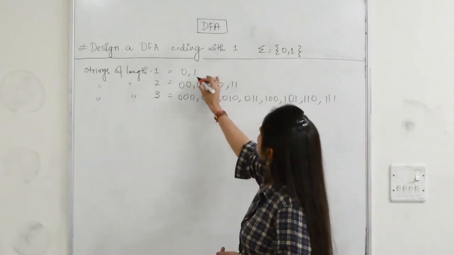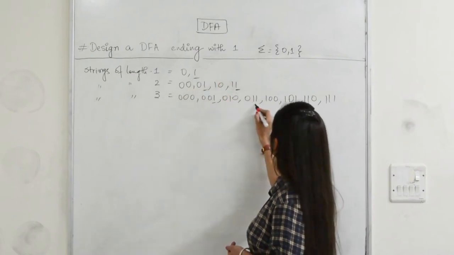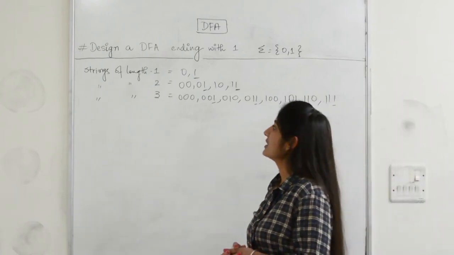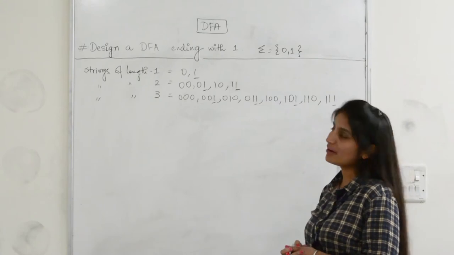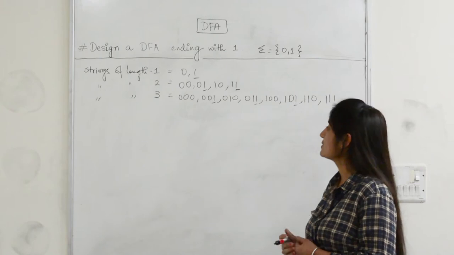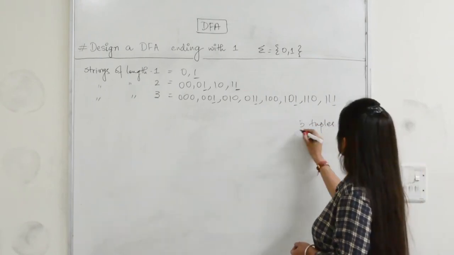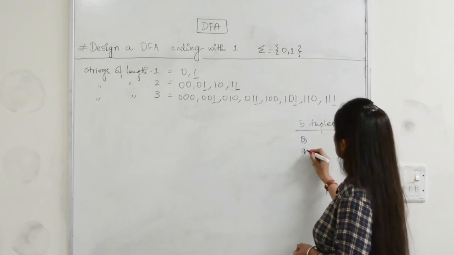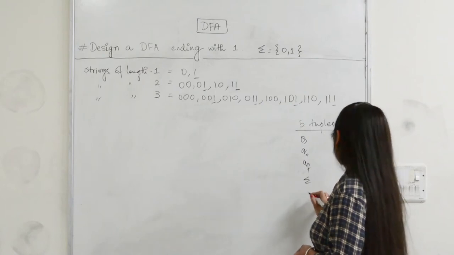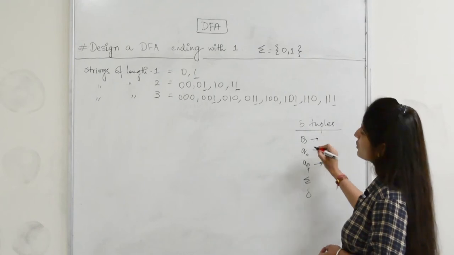So the strings ending with 1 will be these. These are the given strings which will be accepted by our DFA. Now we have to decide the number of states for this DFA. As we know, a DFA contains 5 tuples: capital Q, Q0, QF, the transition and delta. This is your initial state, this is your final state, and this is your total number of states.